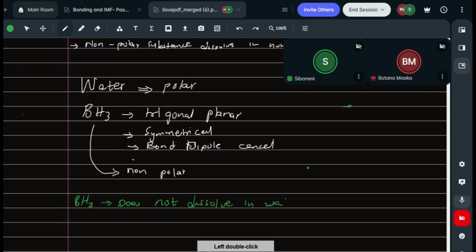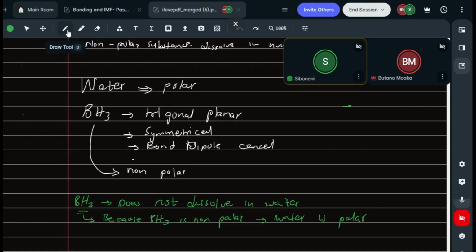And what's the reason for that? It does not dissolve in water because this BH3 is non-polar while water is polar. The BH3, we said this is non-polar, but water is polar, so there's no way that BH3 will dissolve in water. Are you happy about that?